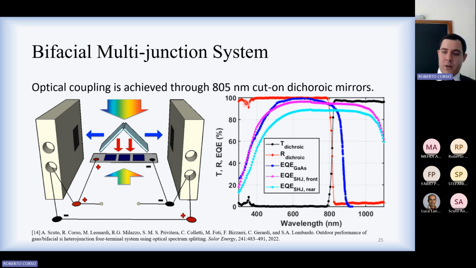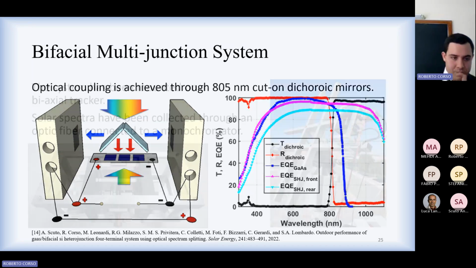We characterized the dichroic mirrors, so we measured their transmission and reflection, and we see a cutoff wavelength of about 805 nanometers. So it wasn't possible to purchase components with exactly the same characteristic wavelength as the wavelength of the gallium arsenide quantum efficiency. We are still sufficiently close to these values to achieve a good optical coupling of the system.